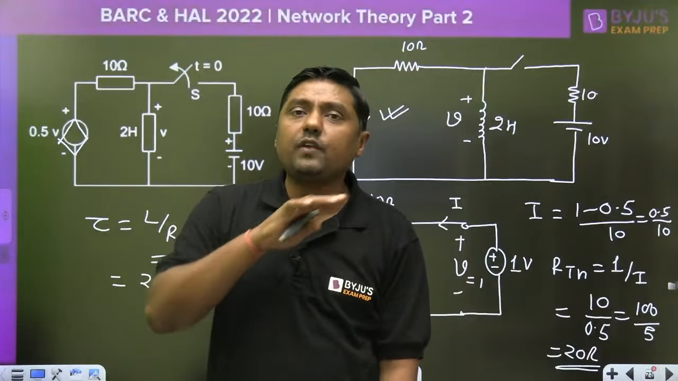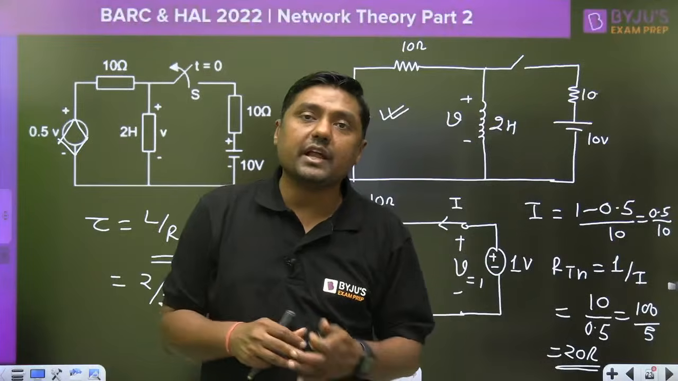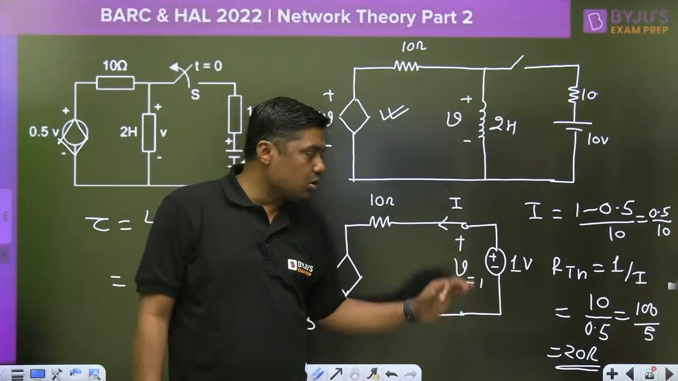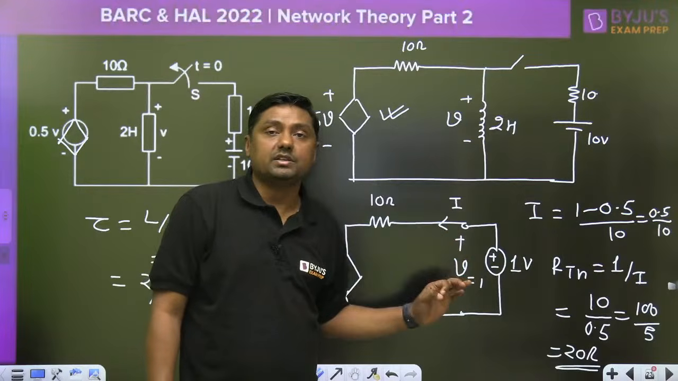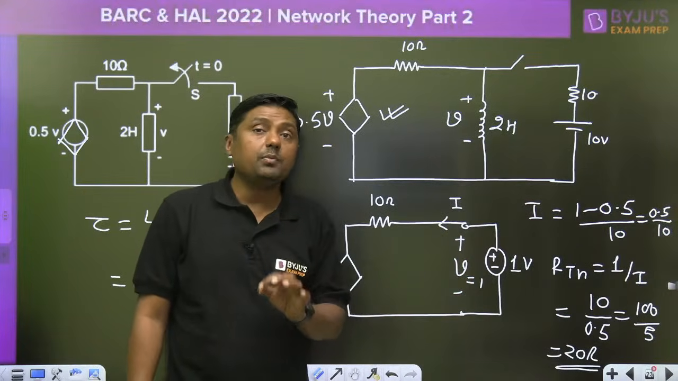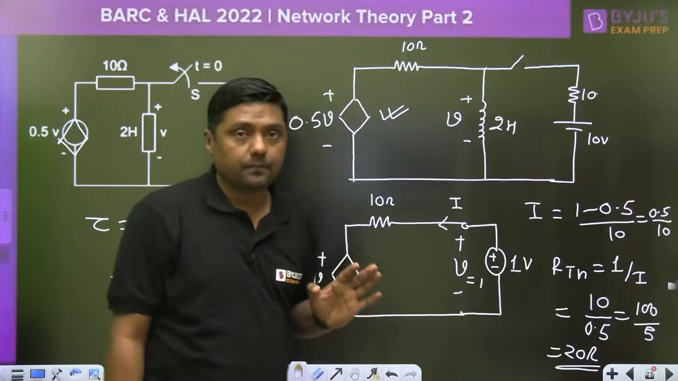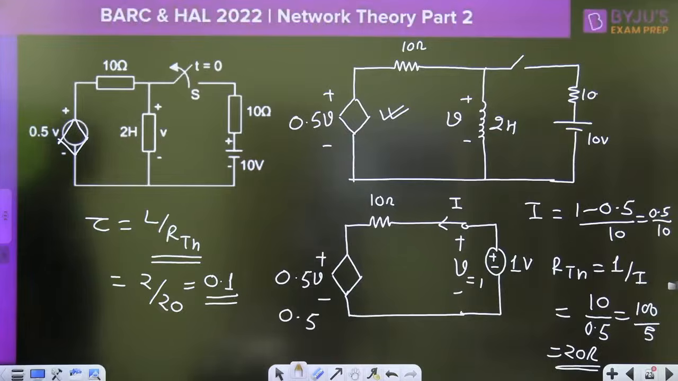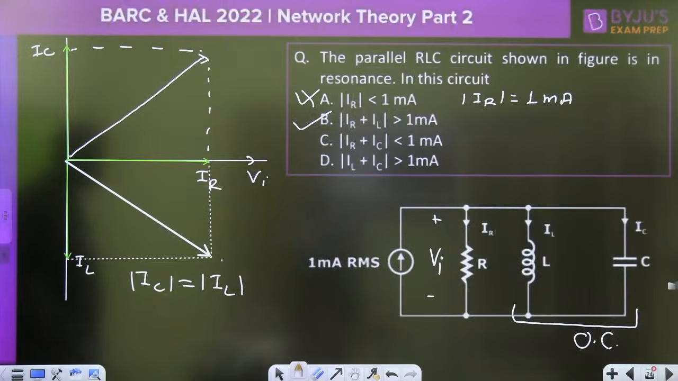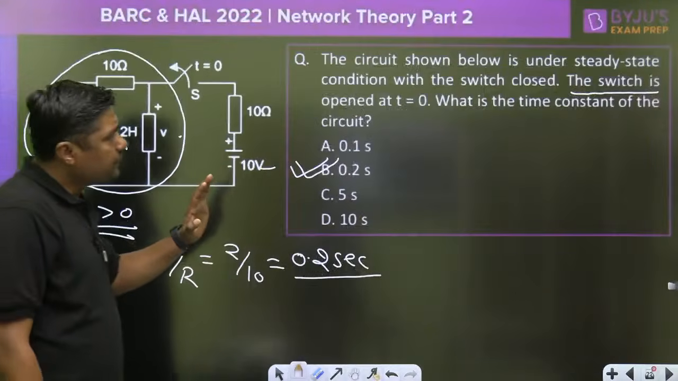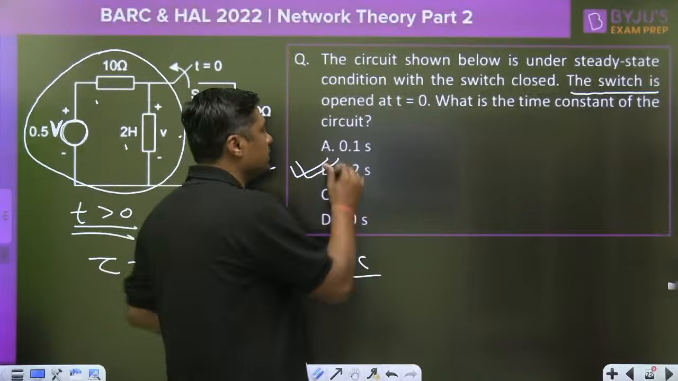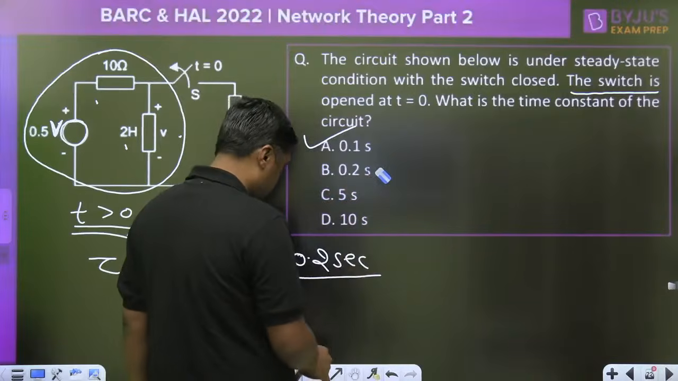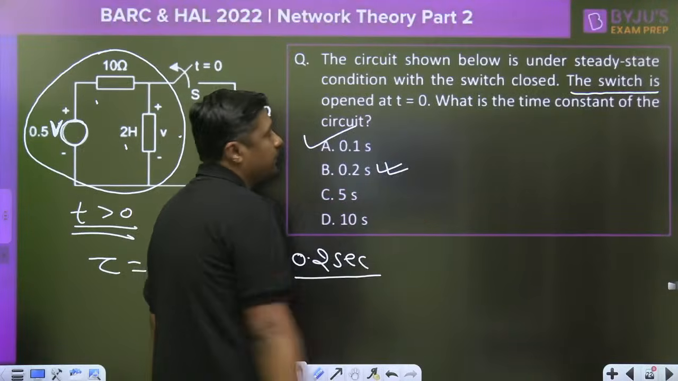If the source is free and we have dependent sources, then you can use this method to find RTH. Always remember the time constant is L by RTH, or in case of a capacitor it will become RTH into C. Okay then. Next question. Now it is okay everyone. With dependent 0.1. With independent 0.2. That is the 0.2 second.